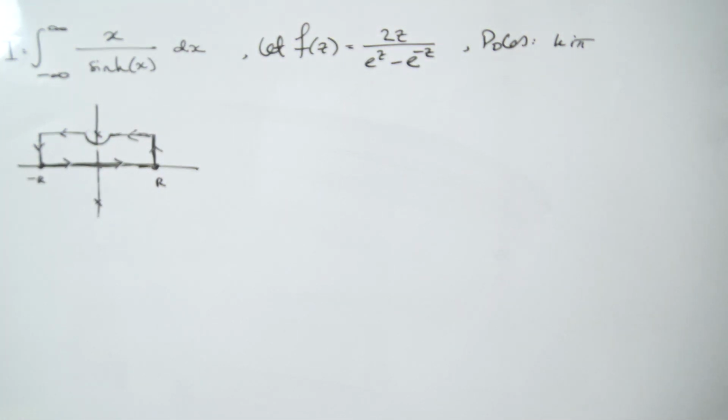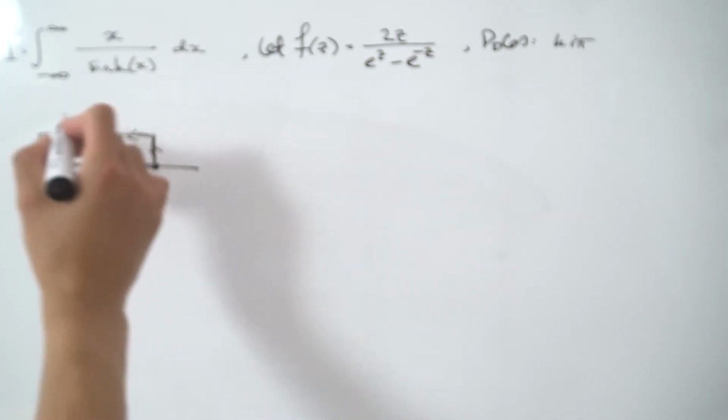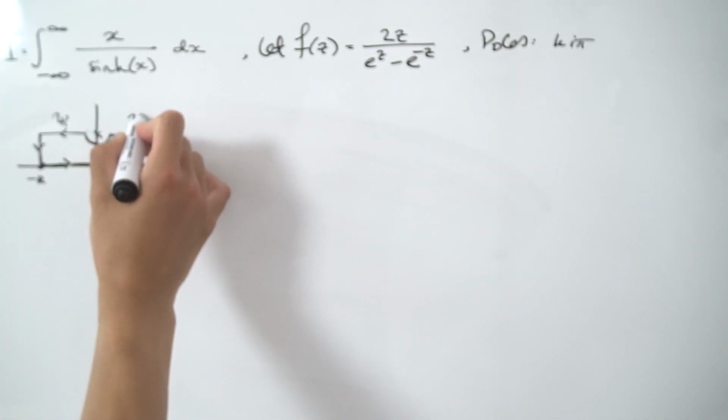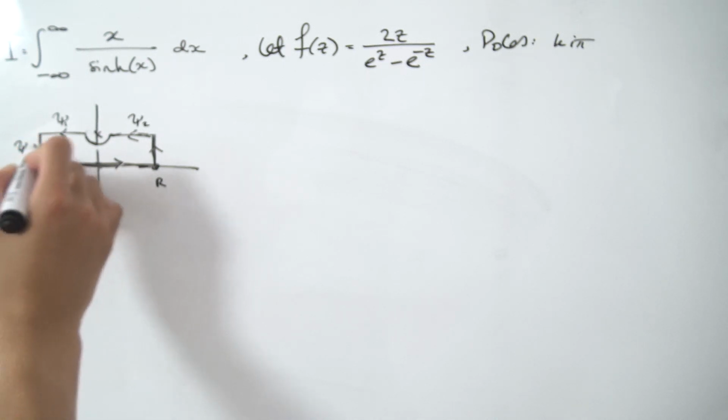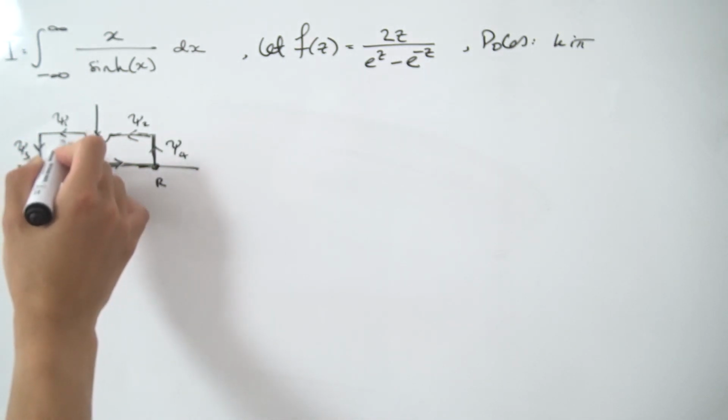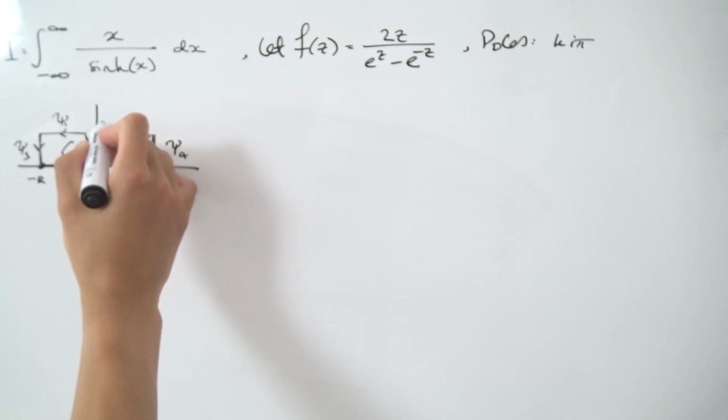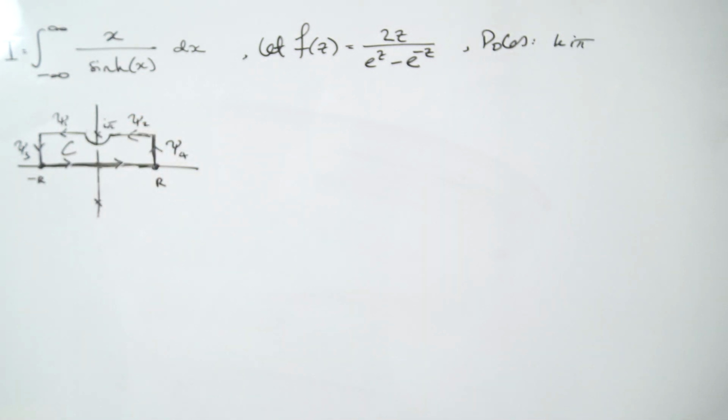So this is the contour we're going to be working with. Let's call the paths up here psi 1, psi 2, and the paths on the side psi 3 and psi 4, and we'll call the whole entire contour C, and that singularity is i times pi. So this is the setup that we have so far.